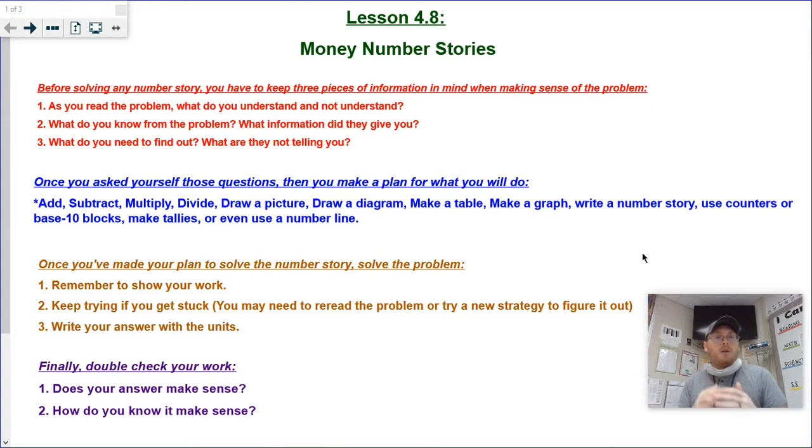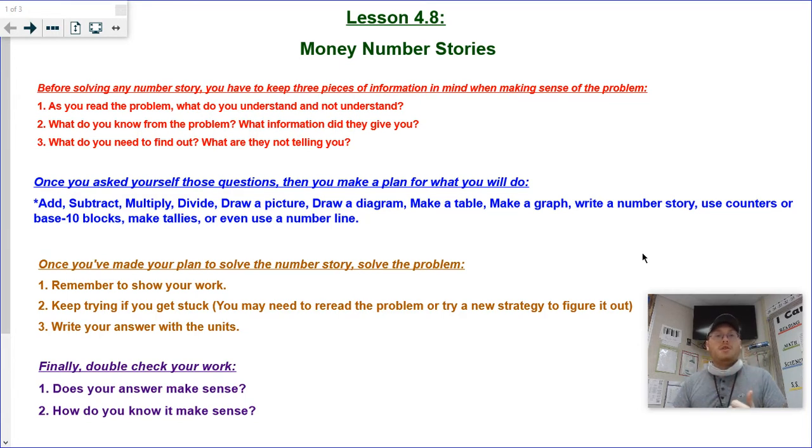Before solving any number story, you have to keep three pieces of information in mind when making sense of the problem. Number one, as you read the problem, what do you understand and what do you not understand? What do you know the problem is asking you to do? What information did they provide for you? Or if you don't understand how the problem works, then we need to figure that out as we go.